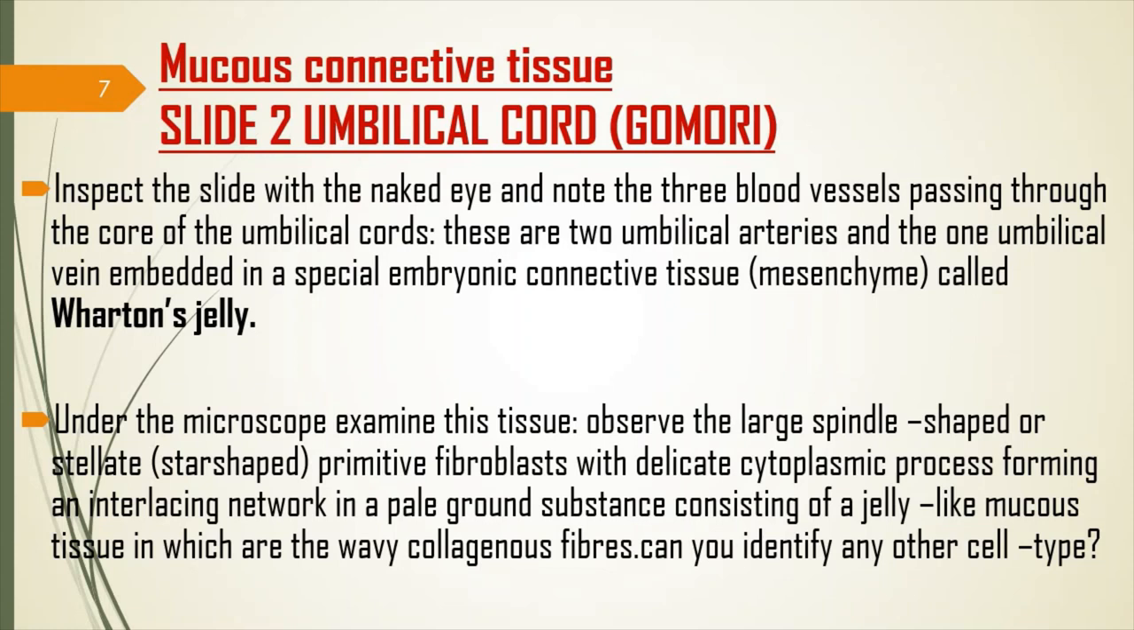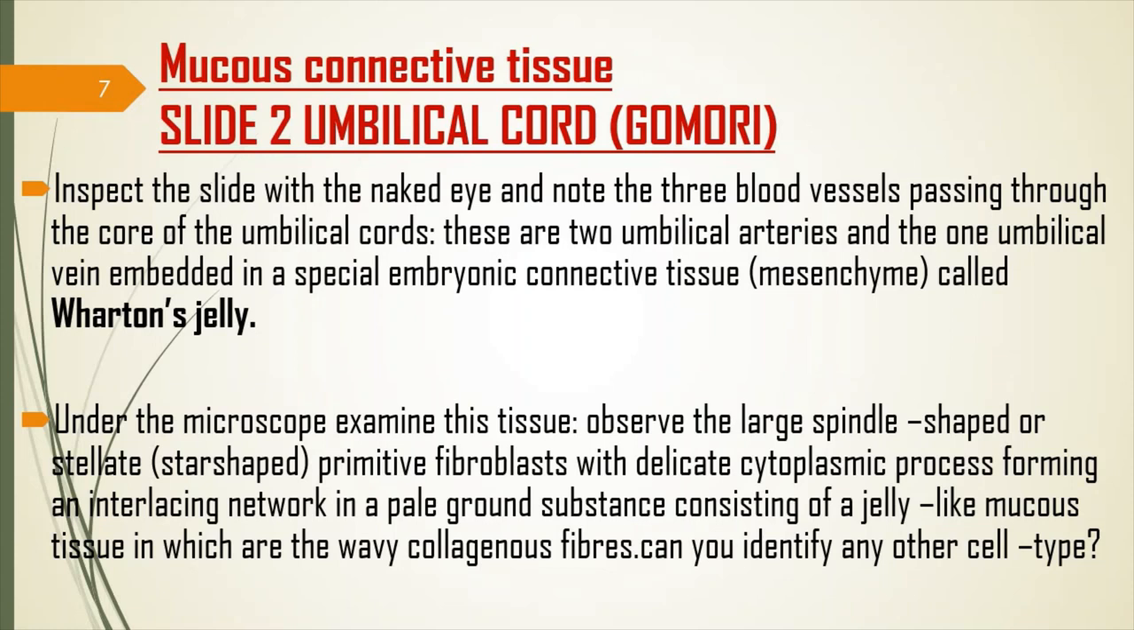All right, now let's look at the slides that we're supposed to draw. The first slide that we're going to look at is slide number 2, which is the umbilical cord. The umbilical cord demonstrates mucous connective tissue. So what you're supposed to do is inspect the slide that will be projected shortly, and look at the 2 umbilical arteries and 1 umbilical vein embedded in a special embryonic connective tissue that we call Wharton's jelly. So now, underneath the microscope, you examine the tissue.